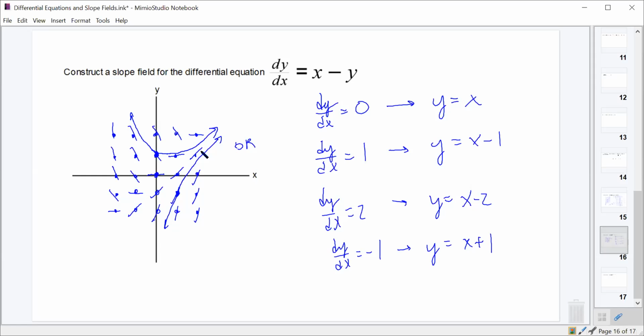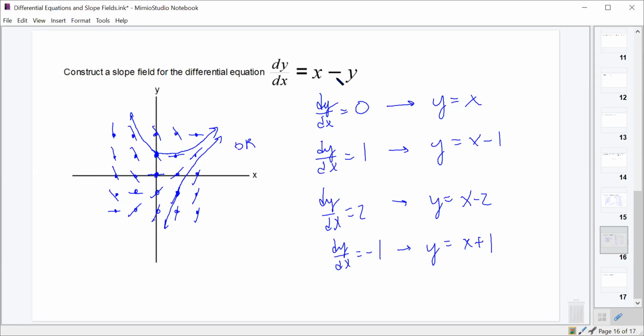What does the slope field represent? The slope field represents the solution to this differential equation. It represents the equation that solves dy/dx equals x minus y.